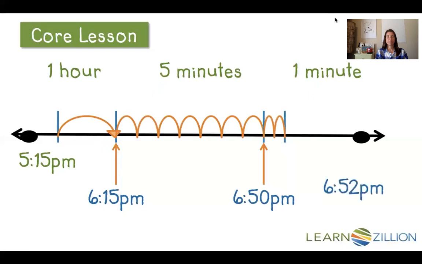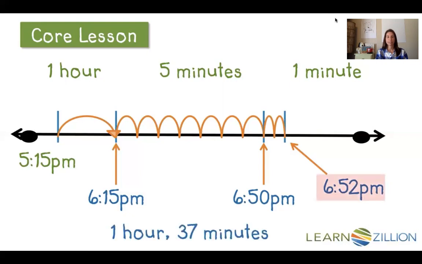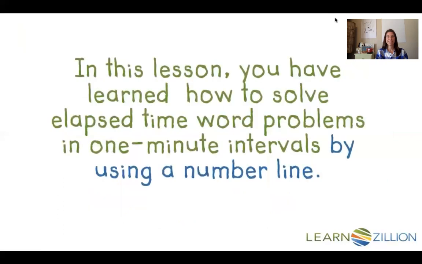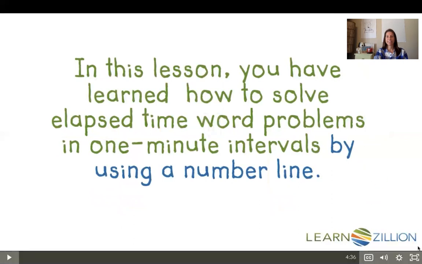So if the party went from 5:15 to 6:52, let's total how long it lasted. 1 hour, 1 hour 5, 10, 15, 20, 25, 30, 35, 1 hour 36, 1 hour 37 minutes. In this lesson, you have learned how to solve elapsed time word problems in 1 minute intervals by using a number line. Awesome. I hope you guys followed along.